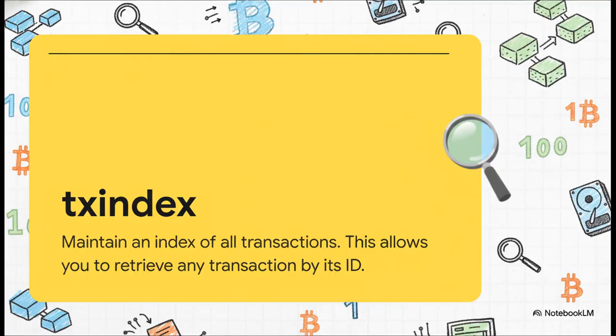Okay, let's grab our next tool, txindex. By default, your node doesn't really care about the whole world of Bitcoin transactions. It only really cares about the ones that are related to its own wallet. But what if you need to be able to look up any transaction that's ever happened? Well, that's where txindex comes in.